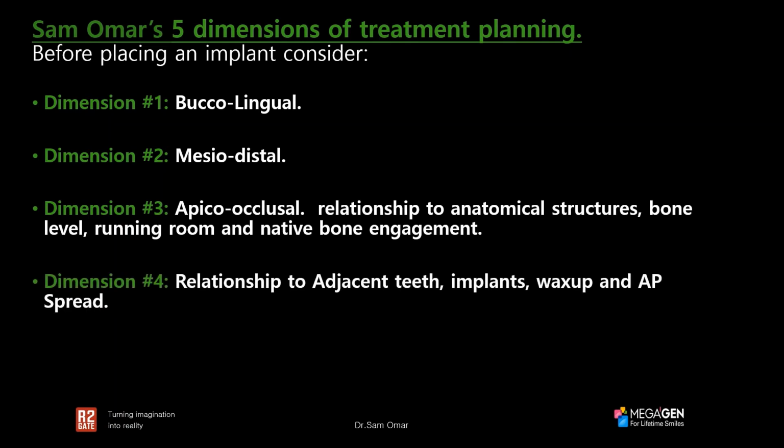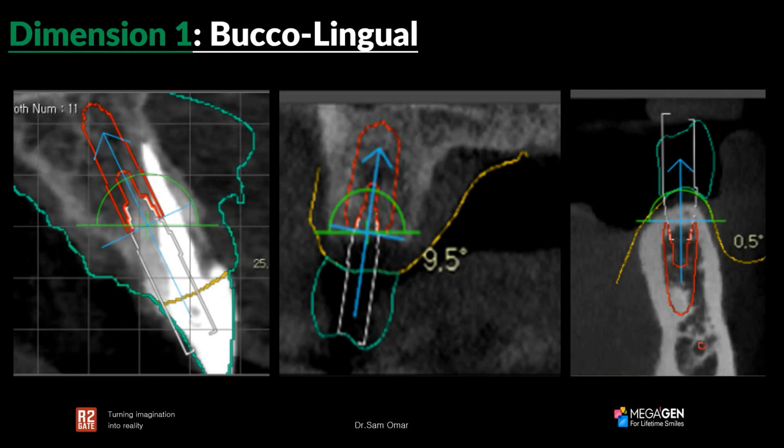Dimension 4 is relationship to adjacent teeth, implants, waxup, and AP spread. Dimension number 5 is bone density and loading.